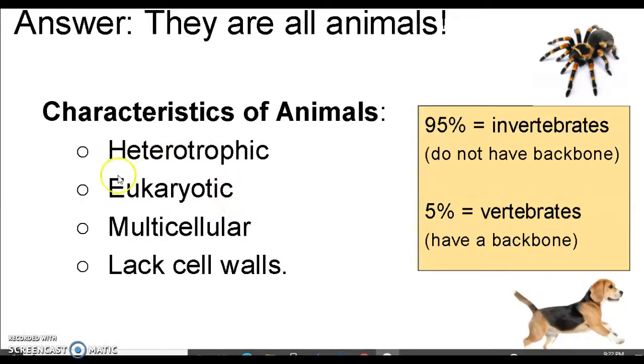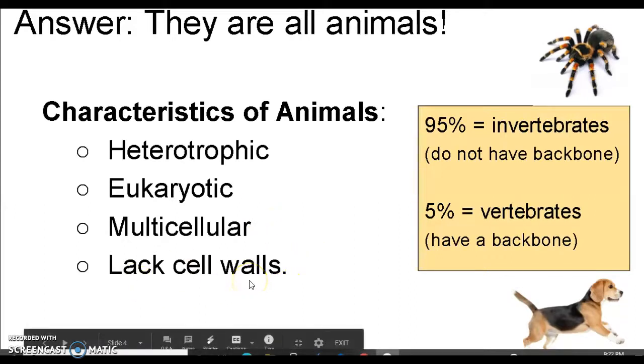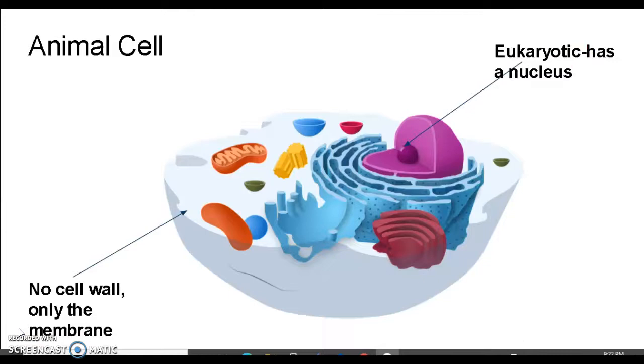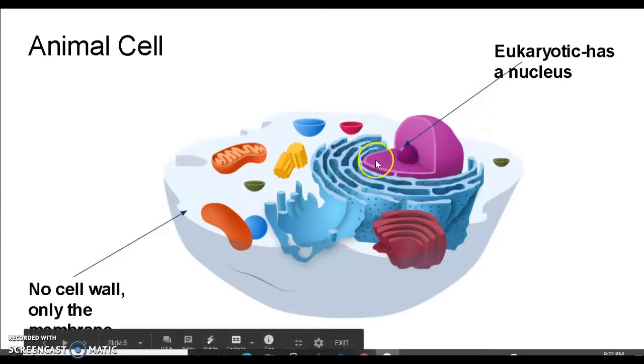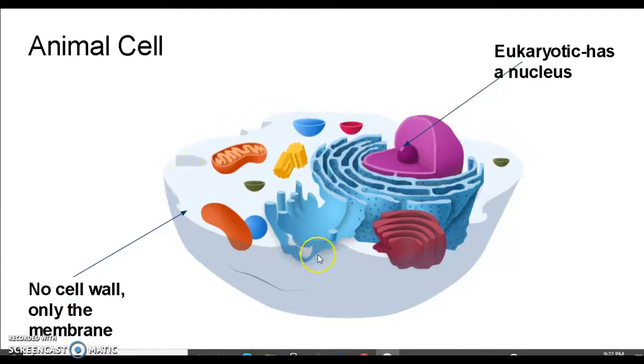They are all eukaryotic, which means that the cells that make up these animals contain DNA in a nucleus. They are all multicellular, meaning they are made of many different cells, and their cells lack the cell wall that gives support and structure to plant cells and fungi. So here's a diagram of a typical animal cell. It is eukaryotic because it's got a nucleus, and around the edge of the cell, it's only the cell membrane. There isn't that rigid, sturdy cell wall.